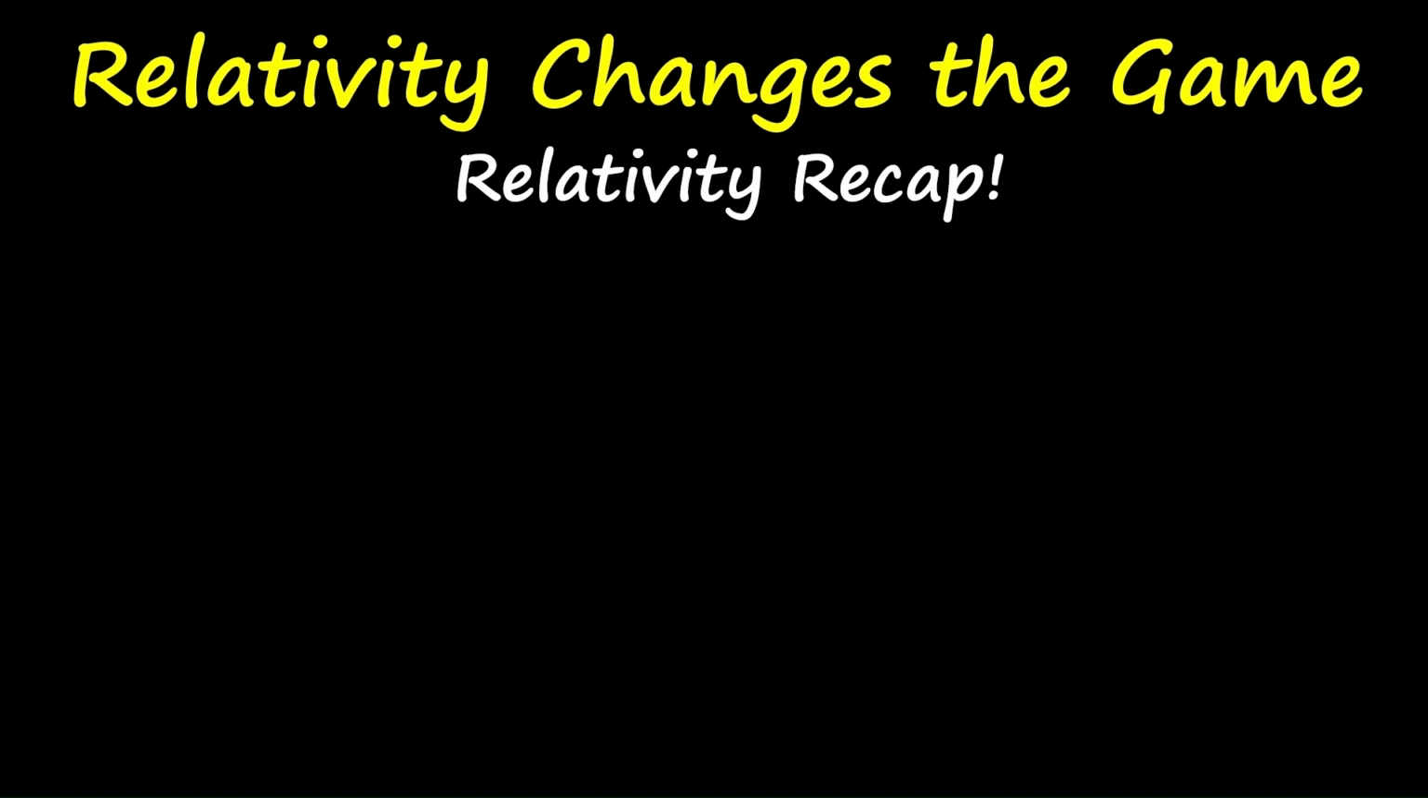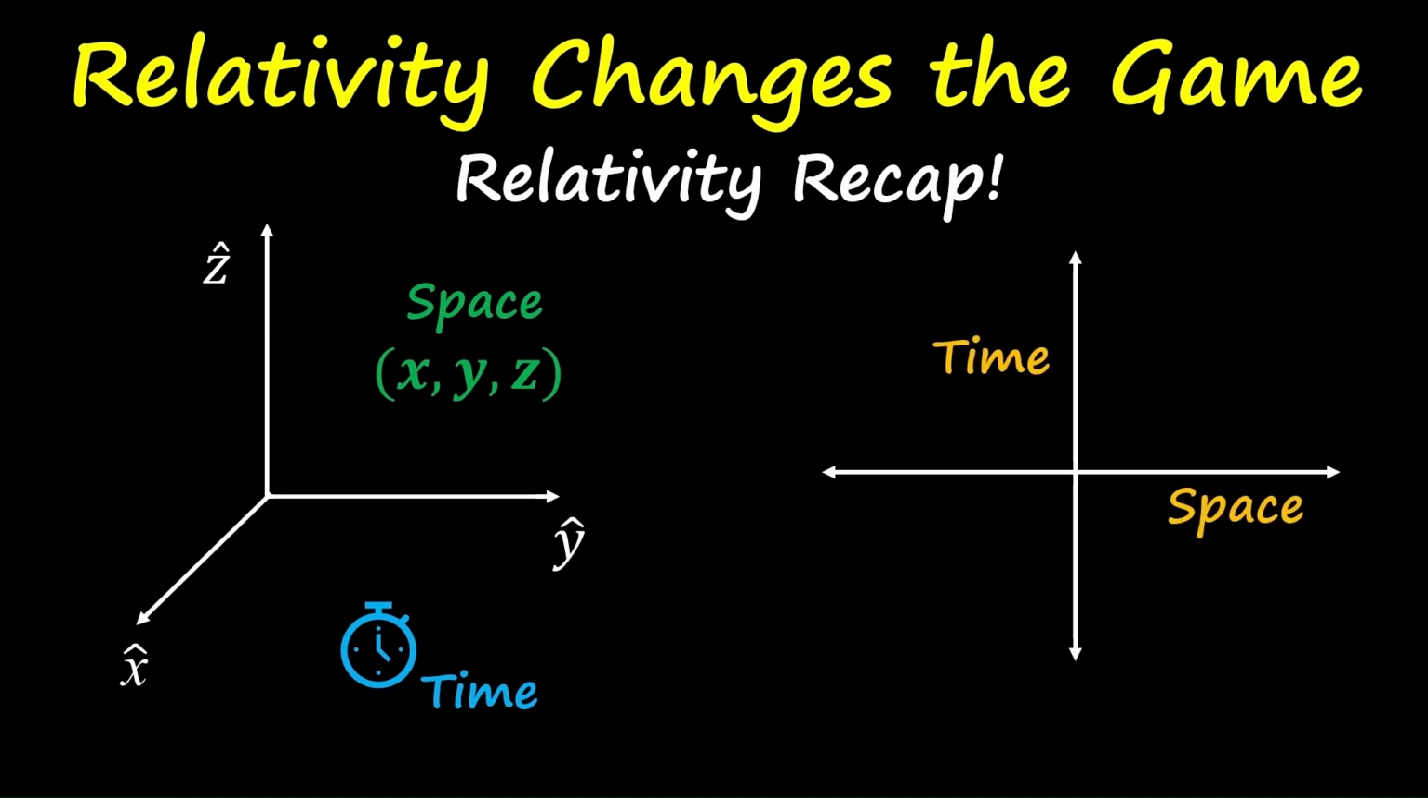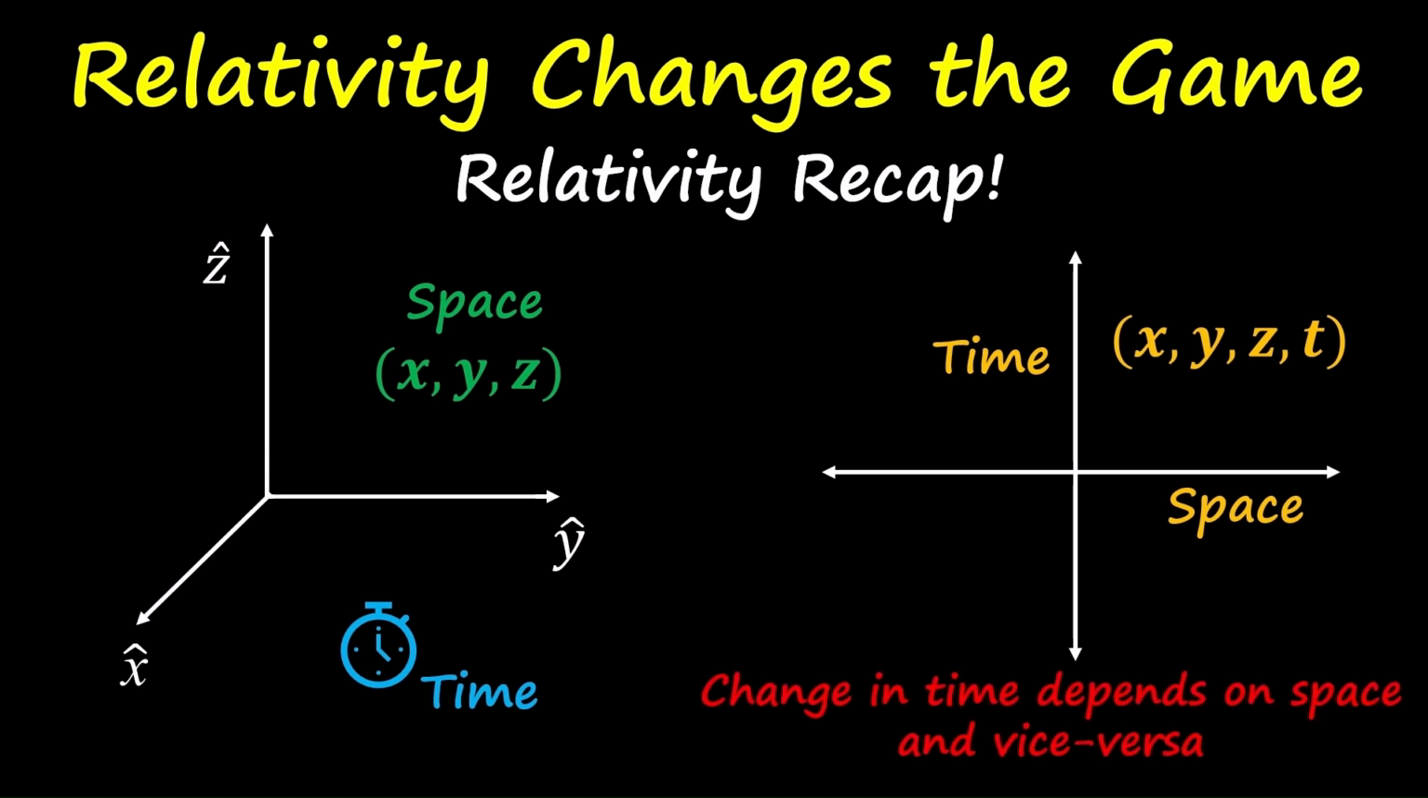Let us try to recap some concepts of relativity. In mechanics, whenever we have space, which is denoted by the x, y, z coordinates, if we want to observe some motion, then we take the time part separately. We do not combine space and time. But in relativity, time and space are not independent quantities, rather they are dependent quantities. So we'll have a space part and time part simultaneously, and we will denote each and every event by x, y, z and t. Here, the change in time depends on space and vice versa.